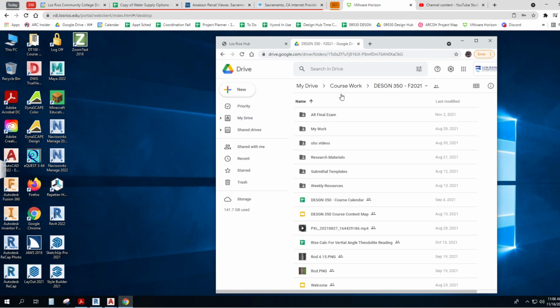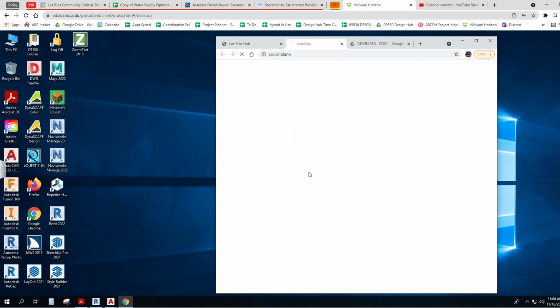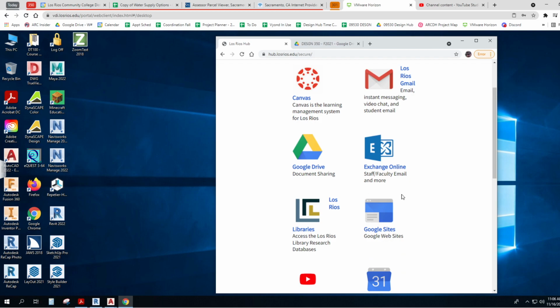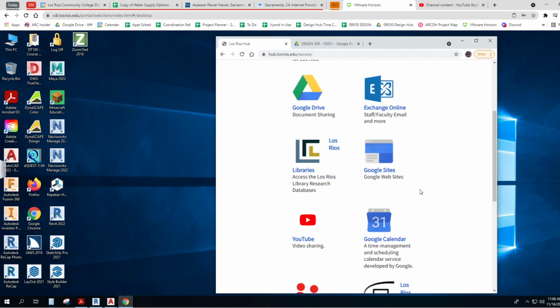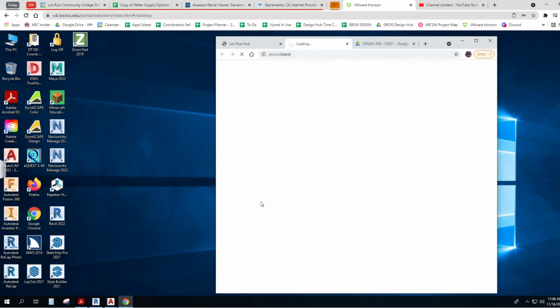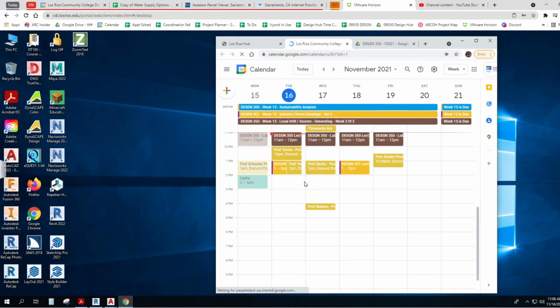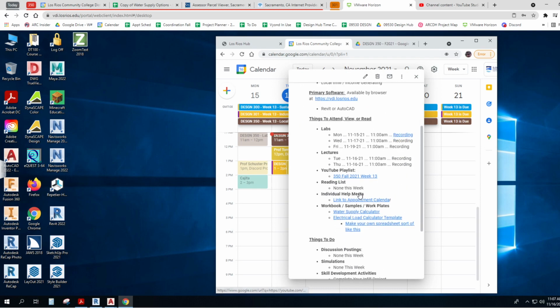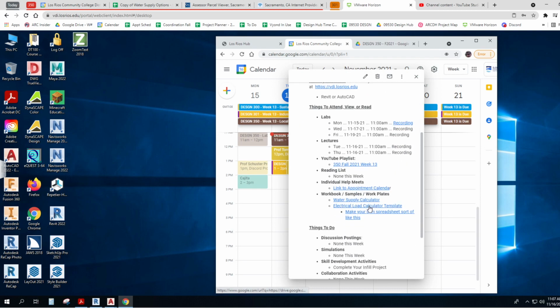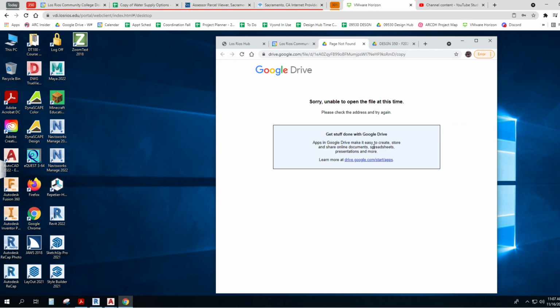You know what? I'm going to not do it that way. I'm going to go through. I'm not going to do it that way either. Here we go. I'll get this right. I want my calendar. There we go. The calendar has everything on it. So here we go. This is what I want. I want our electric load calculator template.